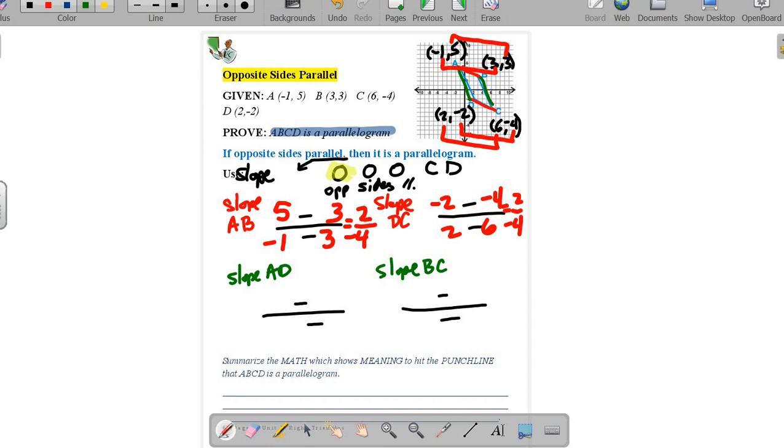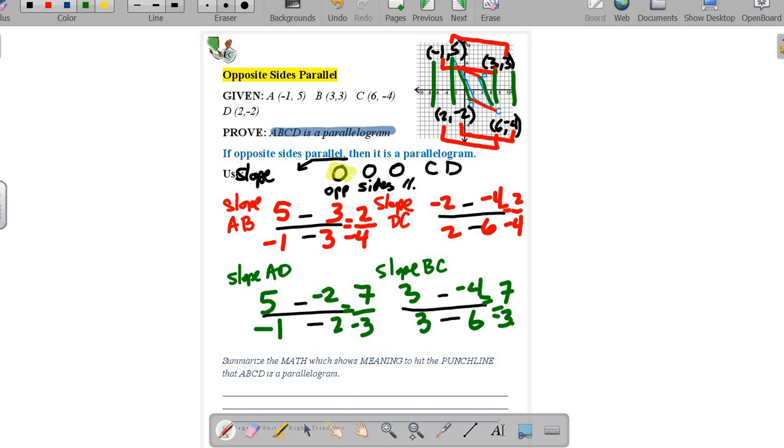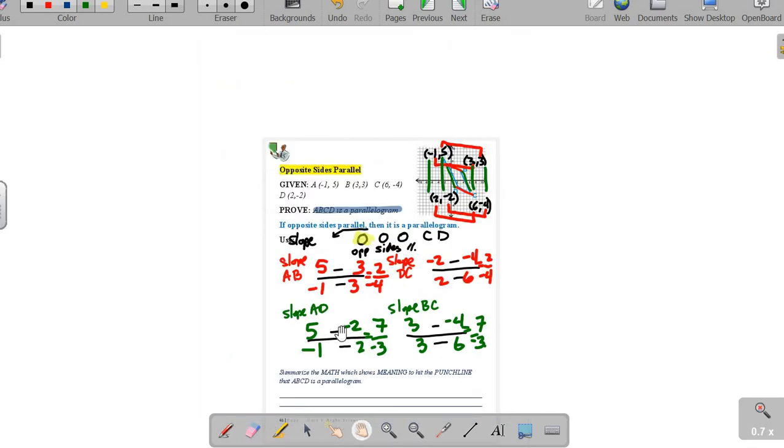Coming over here to AD, y minus y, that's 5 and negative 2, negative 1 and 2, 3, negative 4, 3, 6, 7 over negative 3, 7 over negative 3. So we have just proven those sides are parallel. So now you do your write-up.